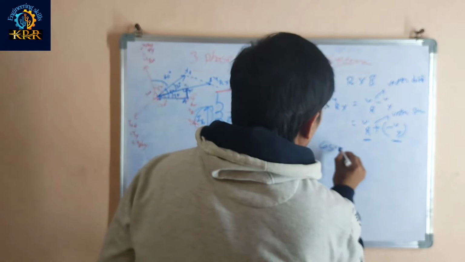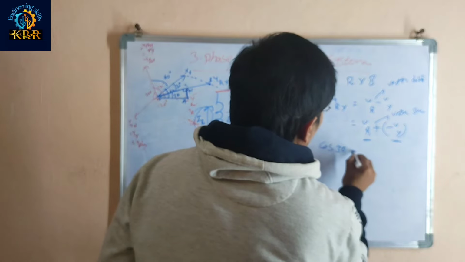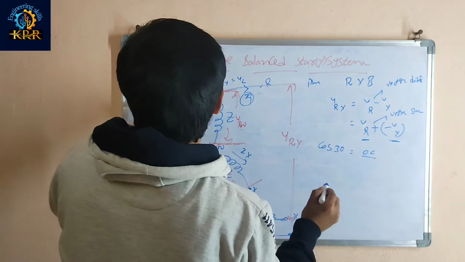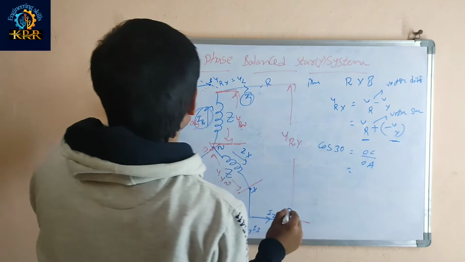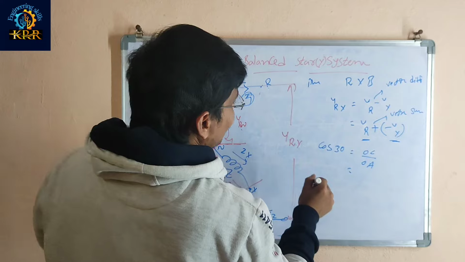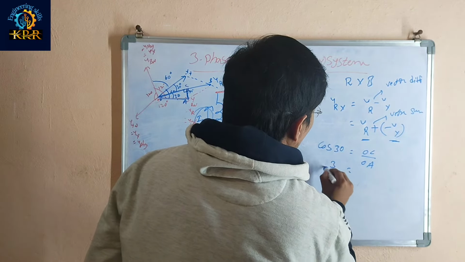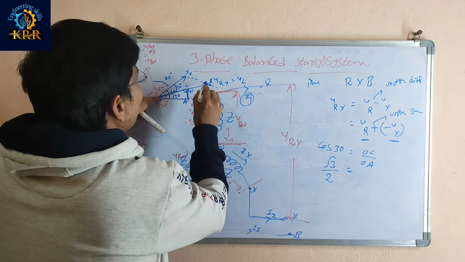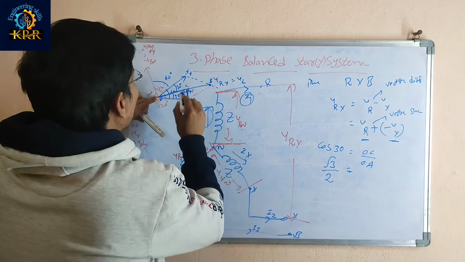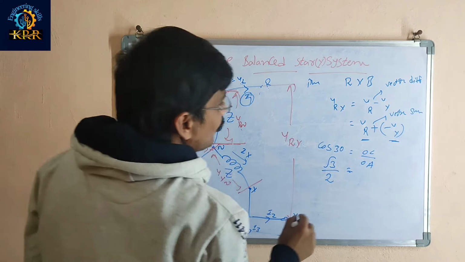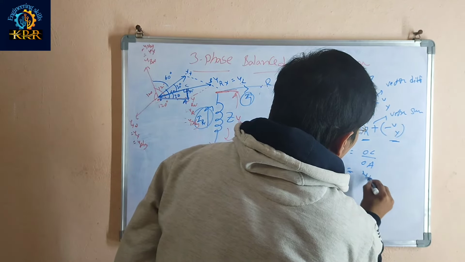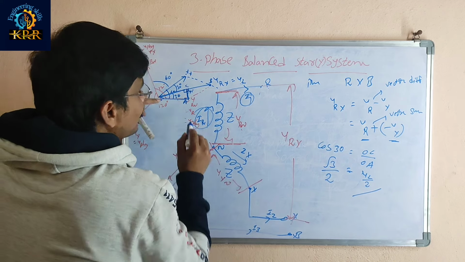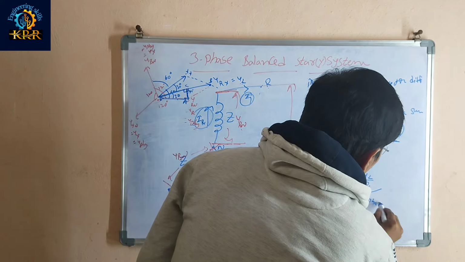From this triangle, cos 30 is equal to OC by OA. Cos theta, where theta is the 30 degrees angle. Cos 30 is equal to OC by OA, and the cos 30 value is root 3 by 2. OB is the VL, here to here is OB, that is called VL. But here to here means VL by 2. OA is called the phase voltage.